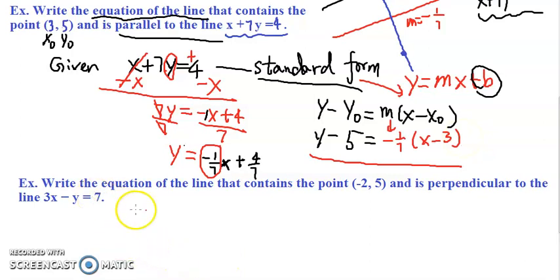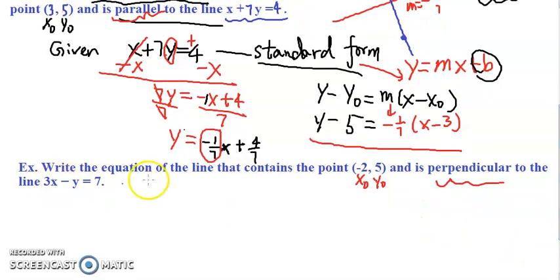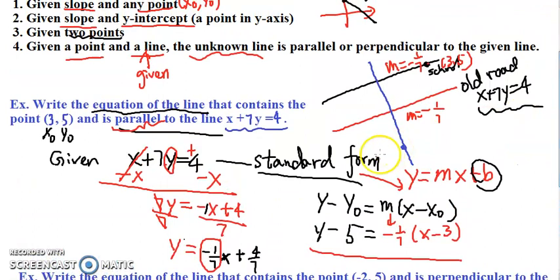So this question is almost the same as the previous one. We have a given point. This is our x0, y0. But instead of having parallel, as we had before, we have perpendicular. So perpendicular to the line given. This is the other situation I mentioned.